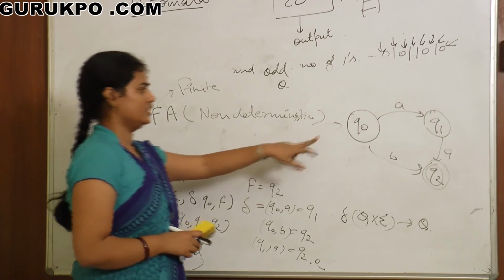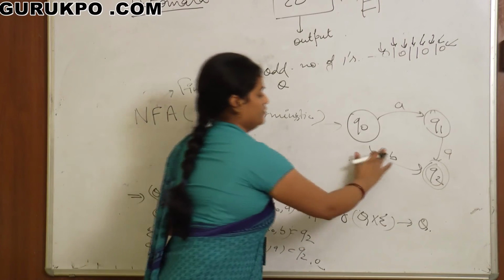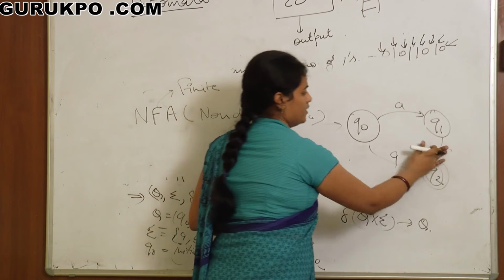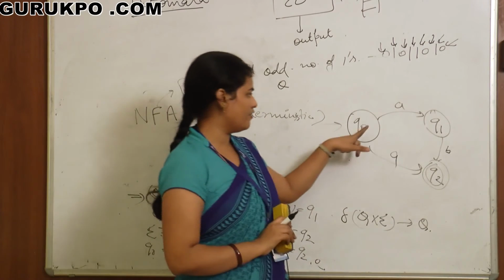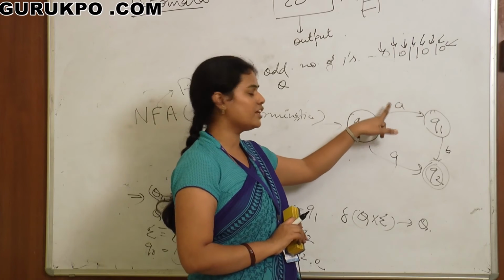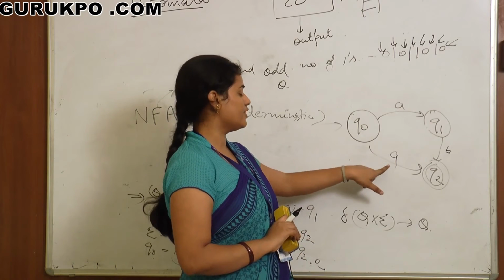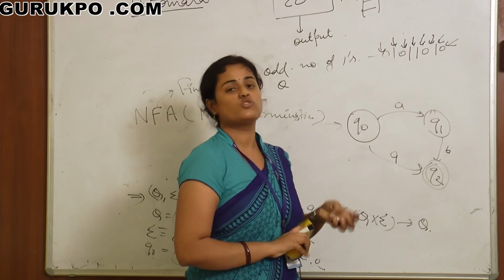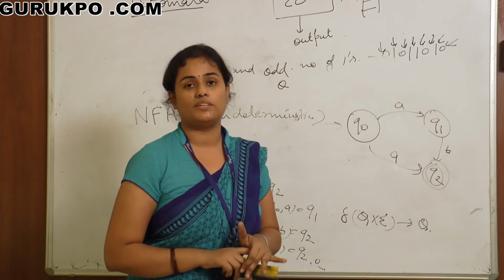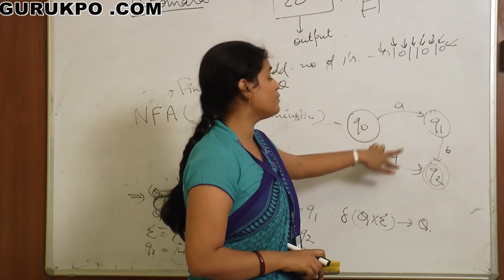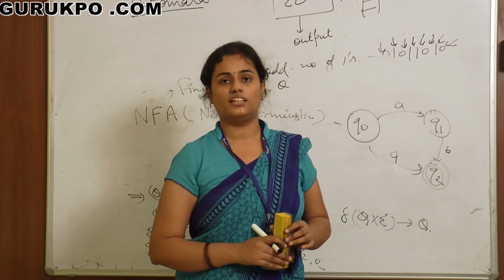And DFA is for the single output. For a single input we have a single output. But in case of NFA, what will happen? Suppose I write in this way. When I give the input A at Q0, I reach the state Q1. Similarly, at the same time when I give the input A, I also reach the state Q2. The output is non-deterministic. For the same input symbol there can be more than one output state. That is why this is non-deterministic automata.